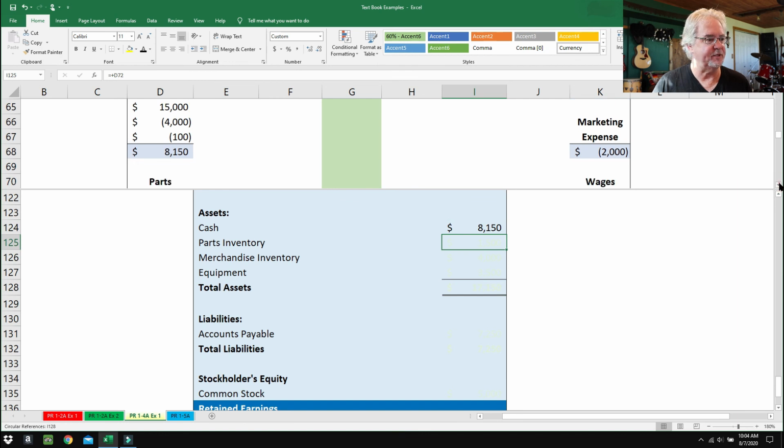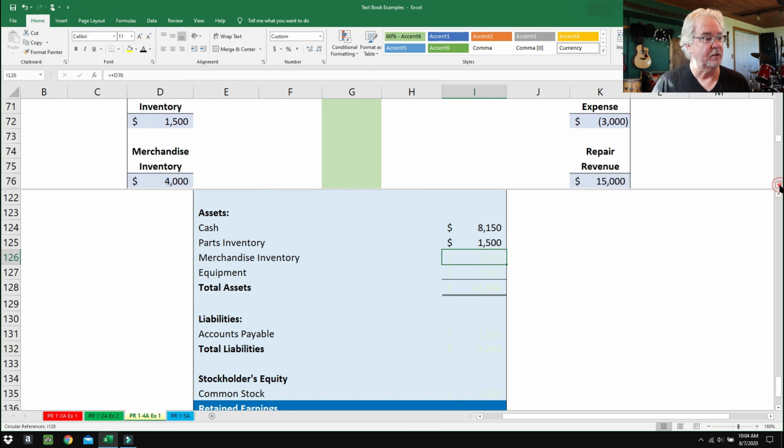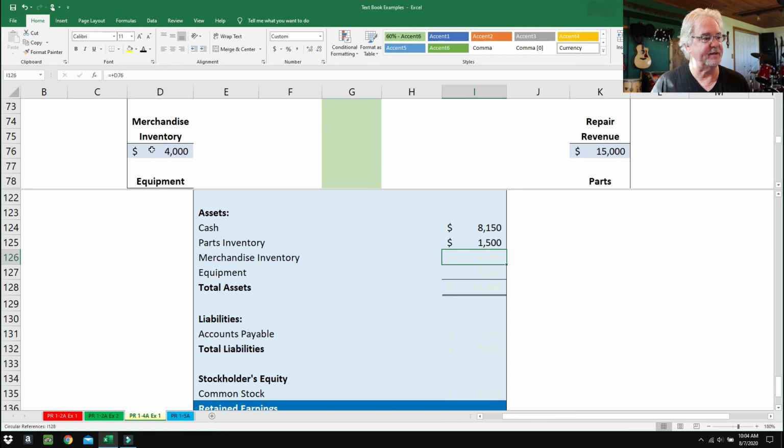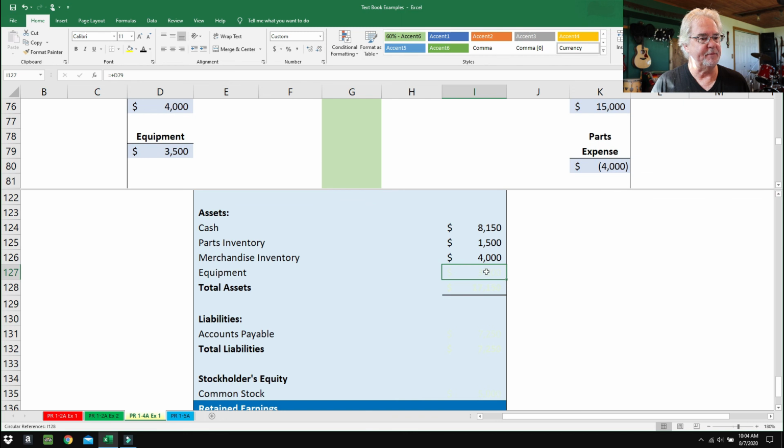How about the parts inventory? How much in the parts inventory? Those are the parts sitting around collecting dust for now. They'll be used up in the wintertime. Merchandise inventory. How much do we have for merchandise inventory? We've got 4,000 right there. Let's put it on the balance sheet. Equipment. Hey, do you notice that everything about the assets here is coming off the left-hand side of this general ledger? That's not an accident. So the total assets, all you got to do is add this up. Man, use Excel. Here we go.